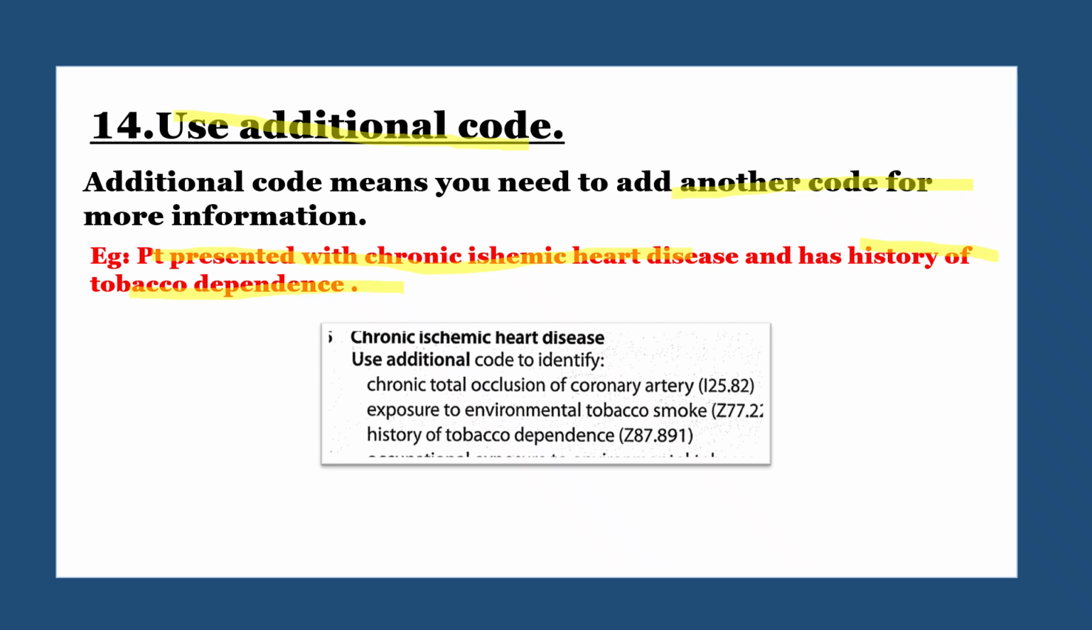For example, you can see here chronic ischemic heart disease. As he presented with chronic ischemic heart disease, you can also see here the use additional code guideline. Under chronic ischemic heart disease, use additional code to identify. So if any other condition is also present, you have to code it along with the main condition. As the patient has a history of tobacco dependence, you have to code Z87.891 along with the chronic ischemic heart disease.